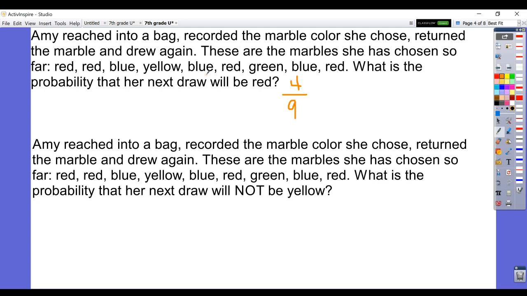Then Amy reached into a bag, recorded the marble color she chose, returned it, drew again. These are the marbles she chose so far. What's the probability her next draw will not be yellow? So we can count up how many are non-yellow. 1, 2, 3, 4, 5, 6, 7, 8 are non-yellow out of 9. The other way we could have done that is said 1 was yellow out of 9. So that means, of course, 8 out of 9 would be non-yellow.